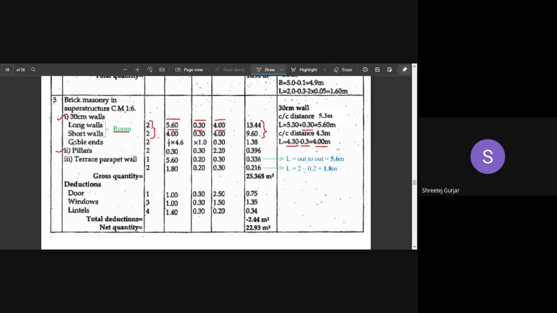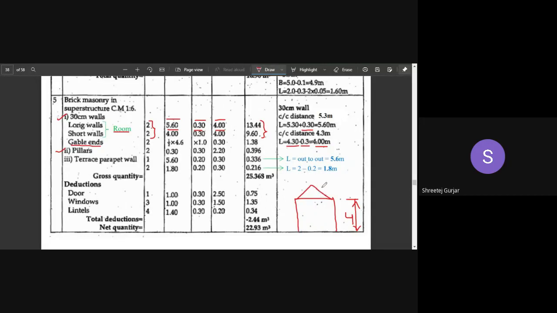And then there is the gable end which we need to calculate. So what is this gable end? Consider this is your wall. We have calculated up to here, that is 4 meters. But if you look into your section, how is our roof? It is in this fashion. So we need to calculate this quantity also.